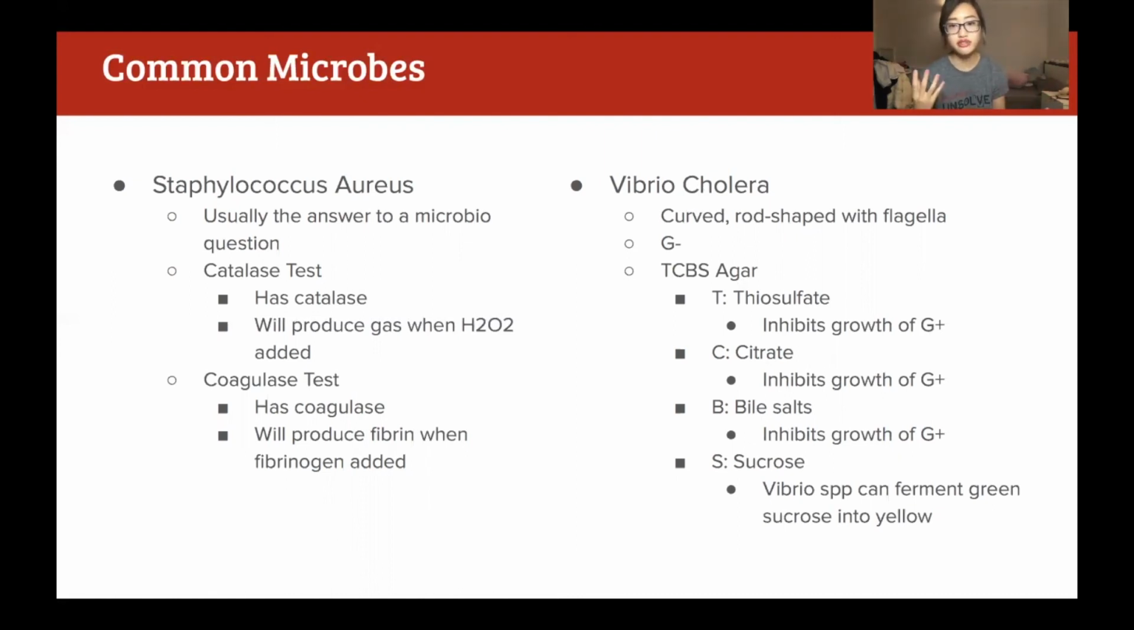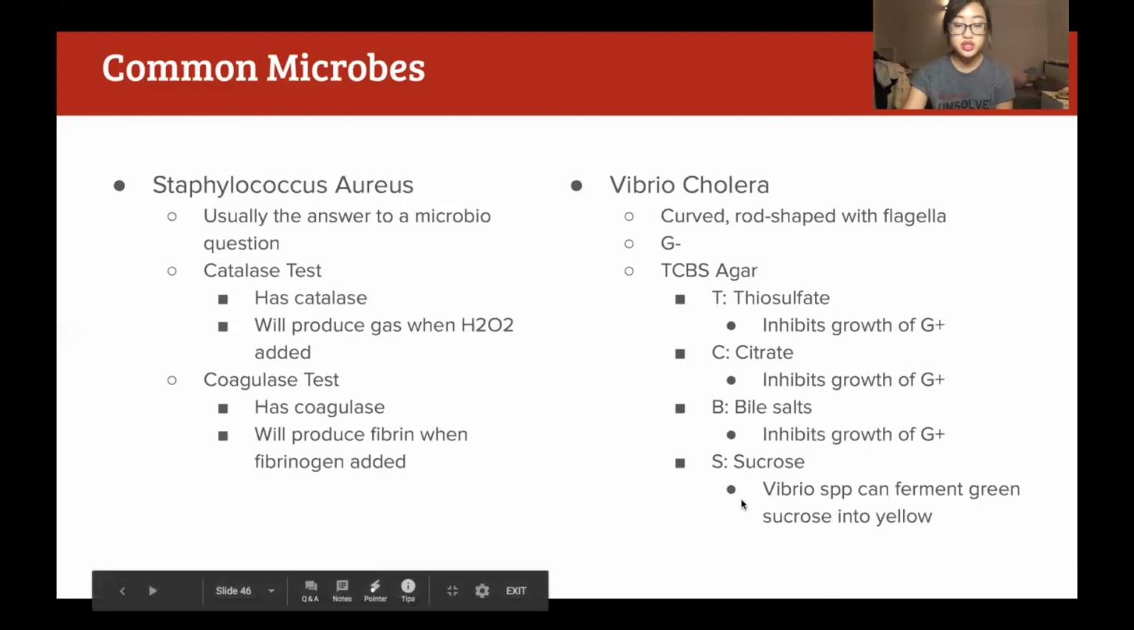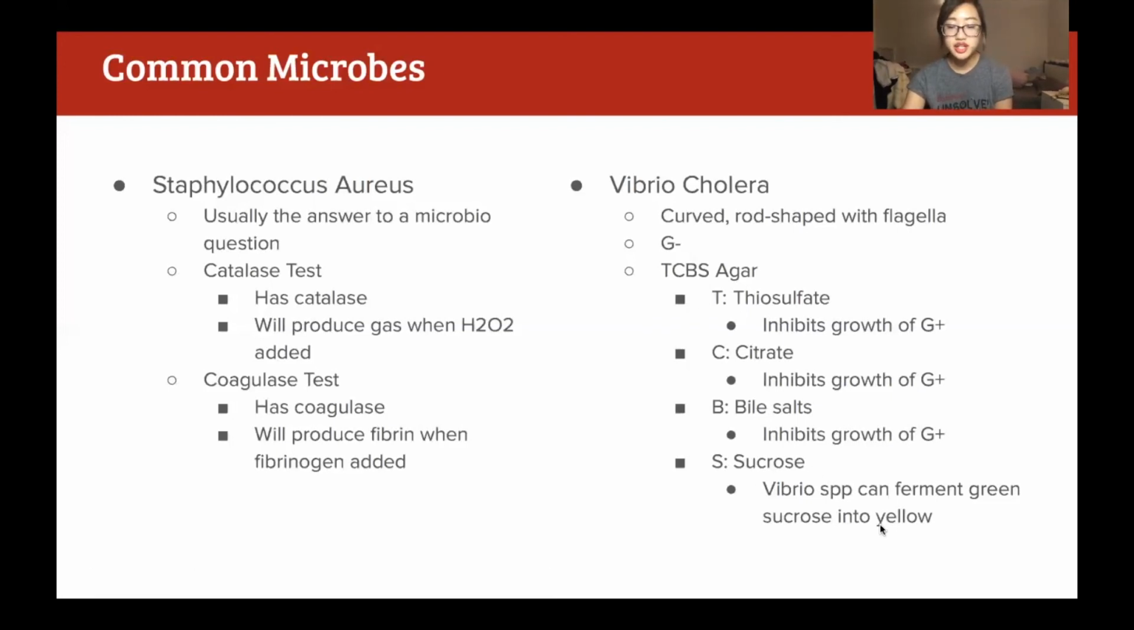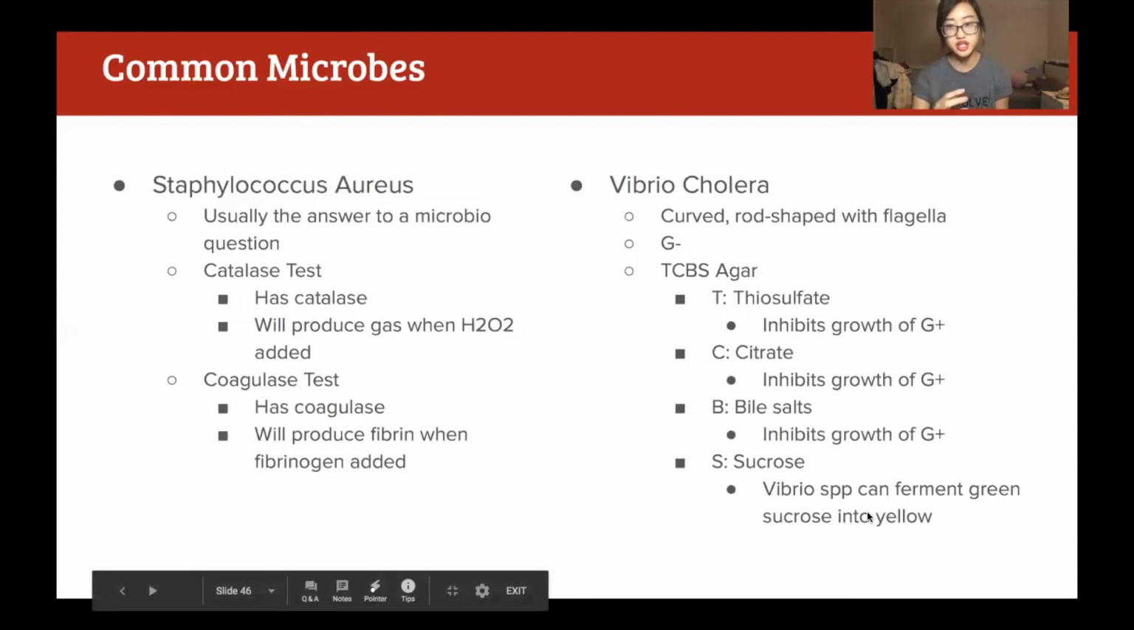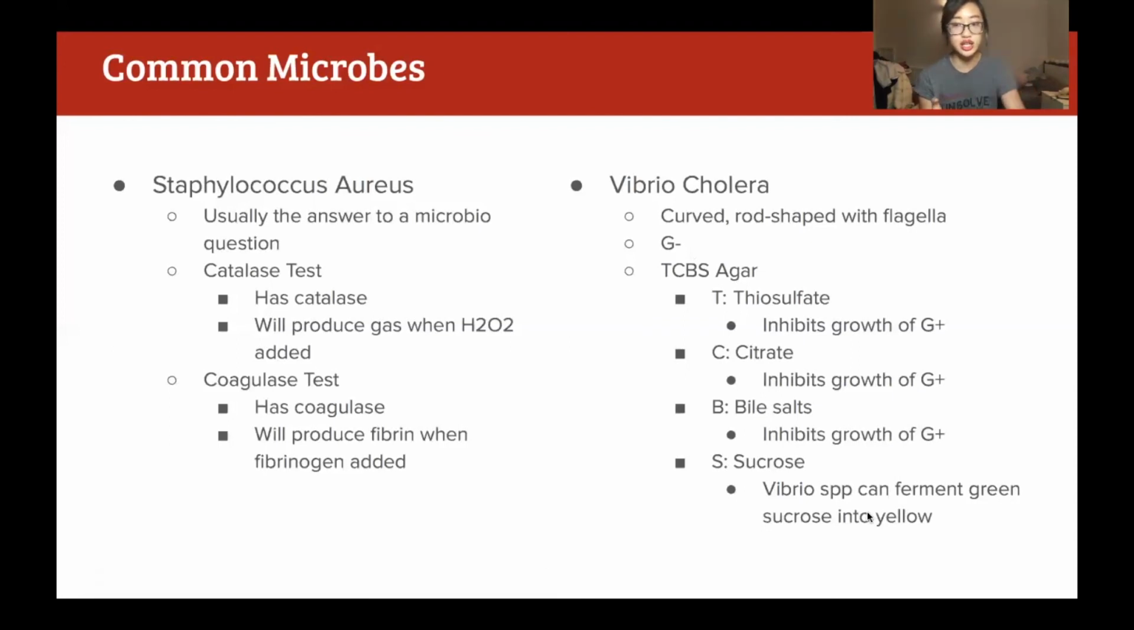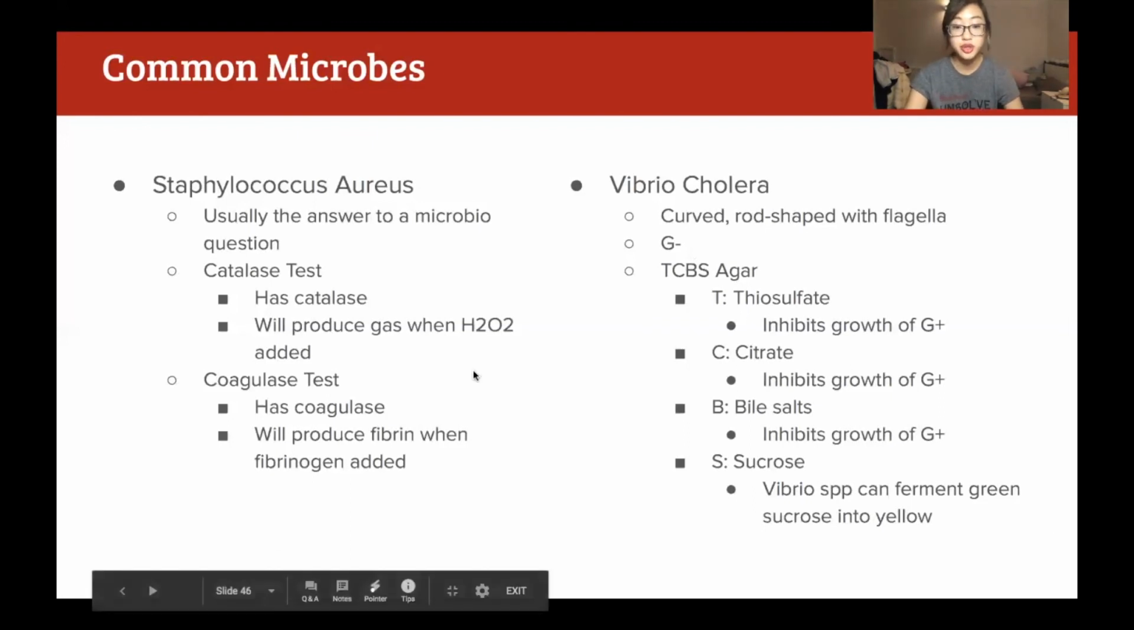Yeah, that means that you have Vibrio cholera. Okay, obviously it's not good to have cholera, but it means that you know that it's cholera, which I guess that's good. So the S part of the TCBS agar, that's sucrose. So Vibrio bacteria can ferment the green coloration of the sucrose that they add into yellow. So you will see in a sea of green a bunch of yellow colonies that have been growing on the agar. So that means that you have Vibrio cholera.